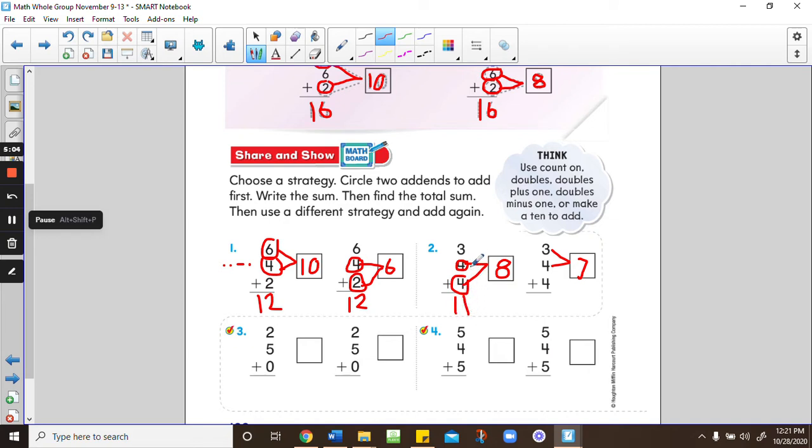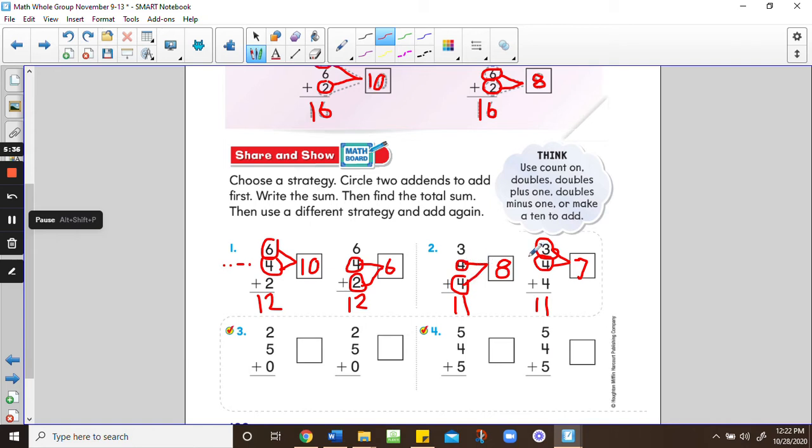Since I already added the 4 plus the 4, I had to pick two different numbers to add first. So I picked the 3 plus the 4. 3 plus 4 is 7. Now the problem can be a count-on problem. 7 plus 4. 7, 8, 9, 10, 11. Same addends, same answer. We just picked different numbers to add first.